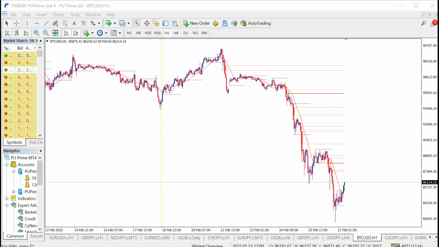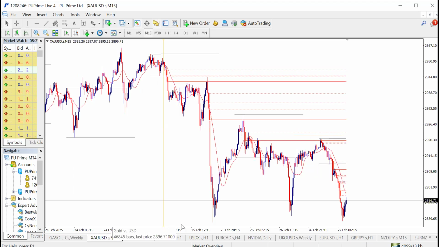Gold. I said that gold is also bearish. We just need a retracement before we enter that market. Gold is also bearish, right? We just need the retracement before we enter the sell for gold.